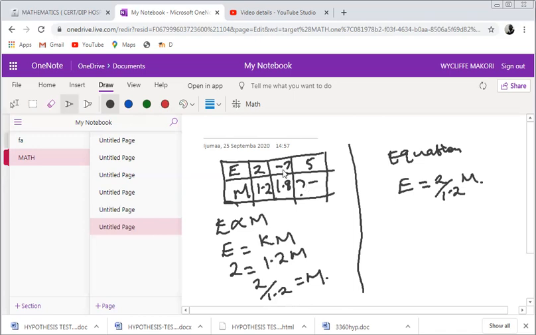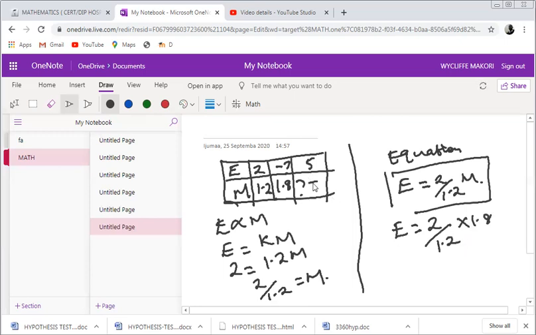Now you can get the values that are missing. Use this particular equation to find them. So in the first case, we are trying to get the value of E. So E will be equal to, at that point, M is 1.8. It's going to be 2 over 1.2 times 1.8.